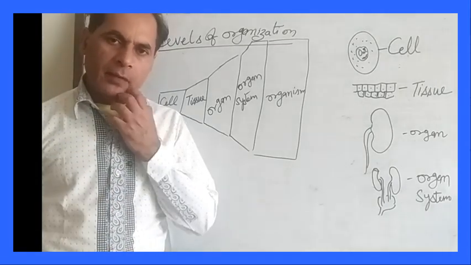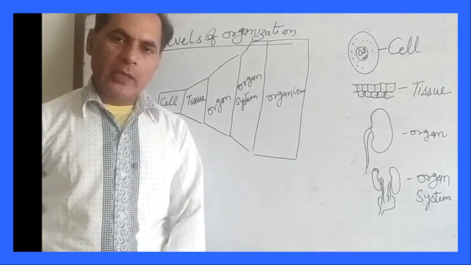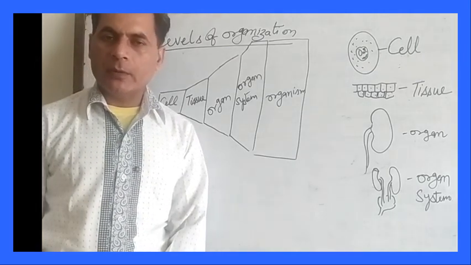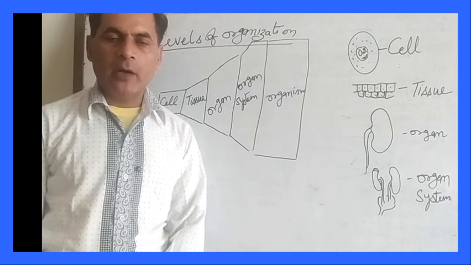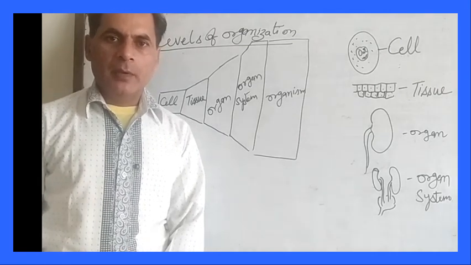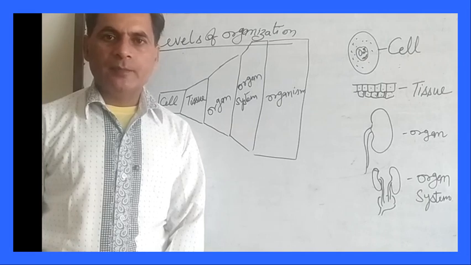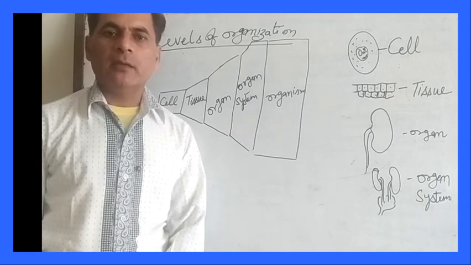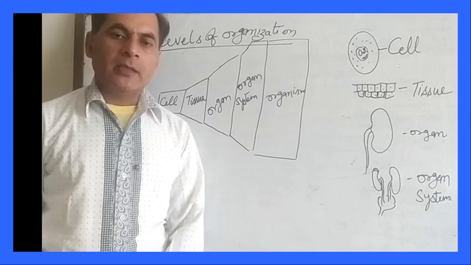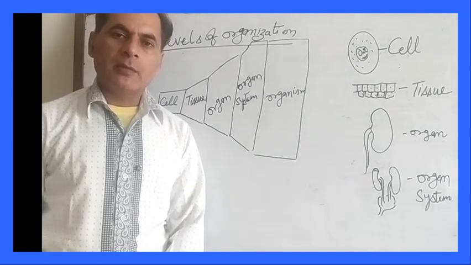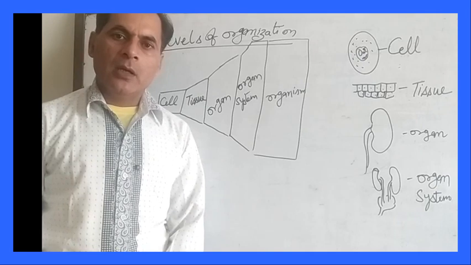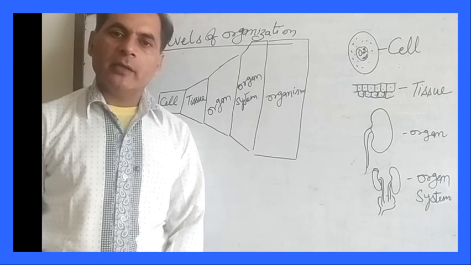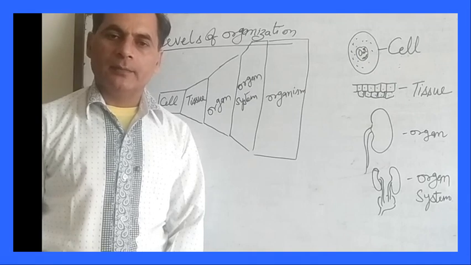We know that every object or every living organism is made up of some components. It has some kind of organization. If we find the components of any object or any living organism, the basic component of any living organism is the cell, and the highest composition in the lower organization is the organism.